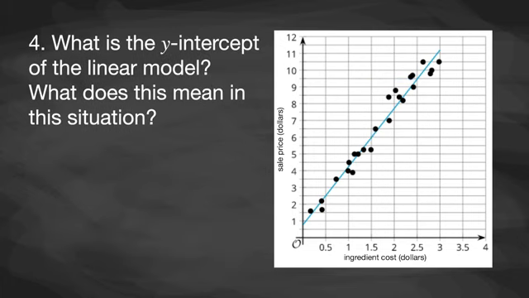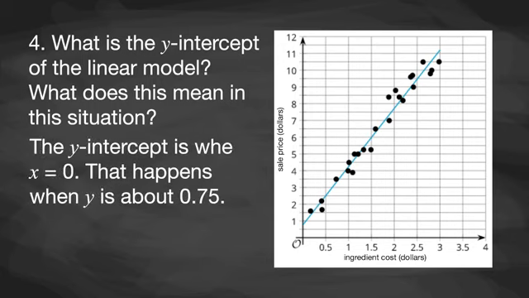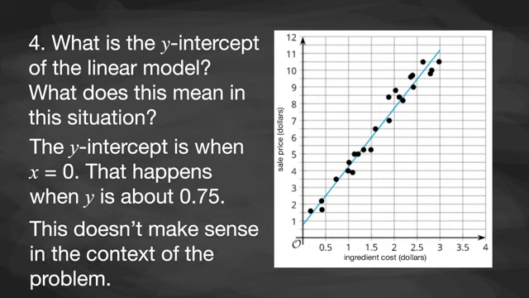Now, what is the y-intercept of the linear model? What does this mean in this situation? The y-intercept is when x equals 0. That happens when y is about 0.75. Does this make sense in this problem? No, because if the ingredient cost is $0, there should not be any sale price.